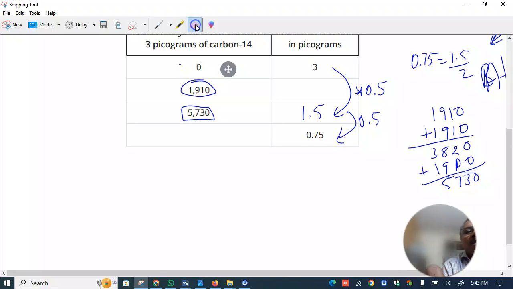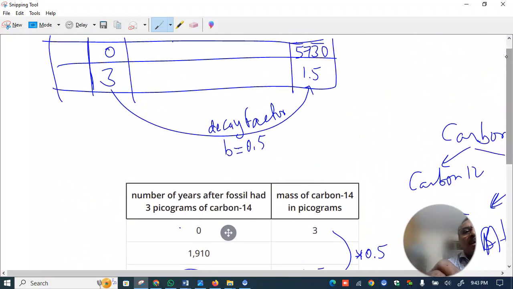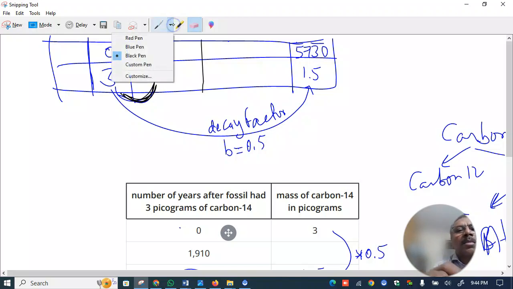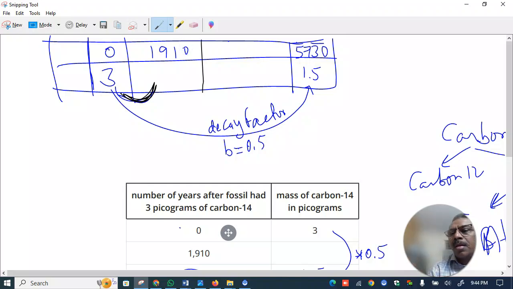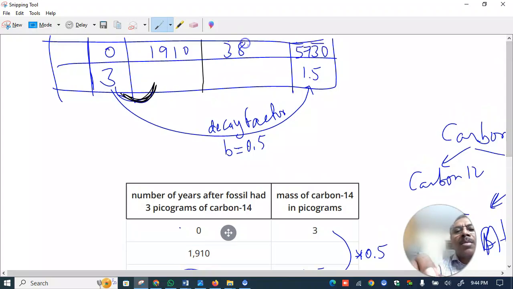Let me draw. I can break this into two. From here to here it is 1910, and then again 1910, which adds up to 3820. So we need to know what the factor is here.